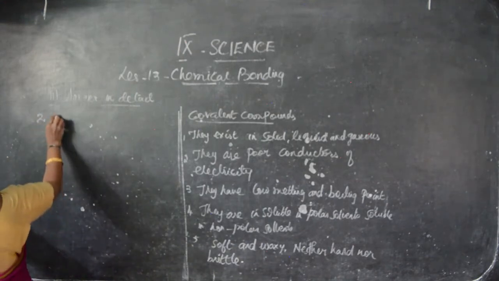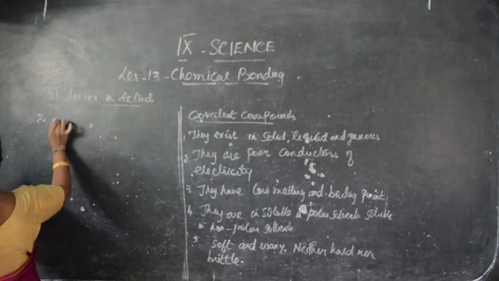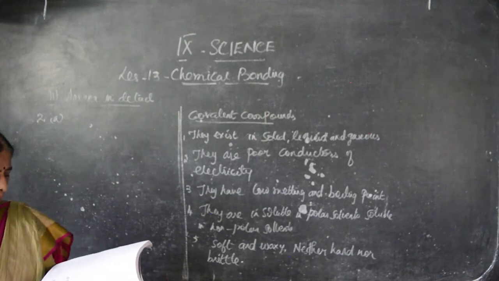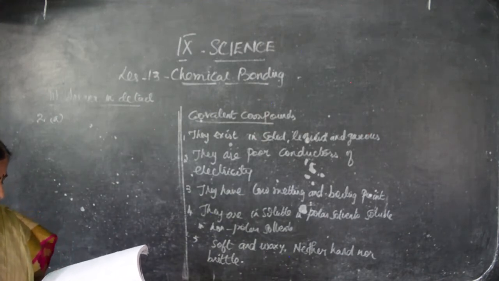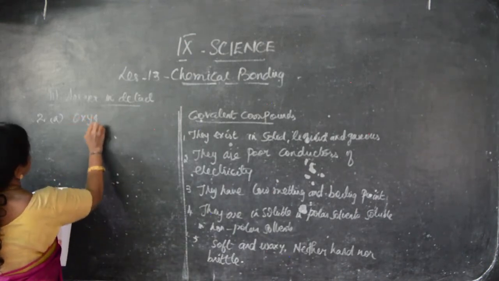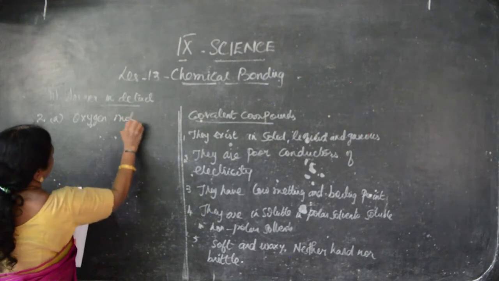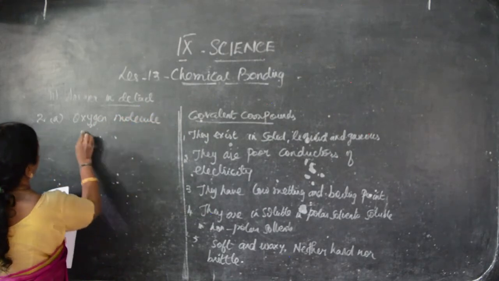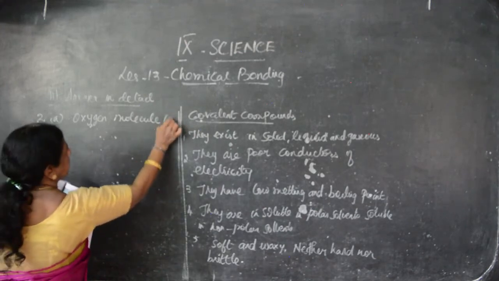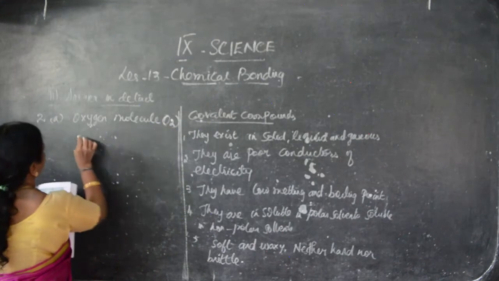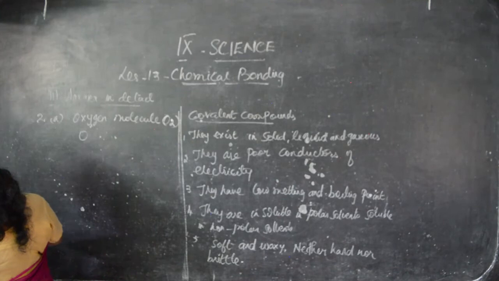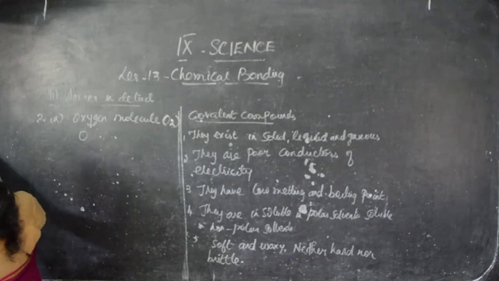A compound. First one, a compound in which two covalent bonds are formed. That is oxygen molecule. You just write as it is. Oxygen molecule. Molecule means what? More than 2. That is O2. Oxygen molecule, O double bond O, connected by double bond.